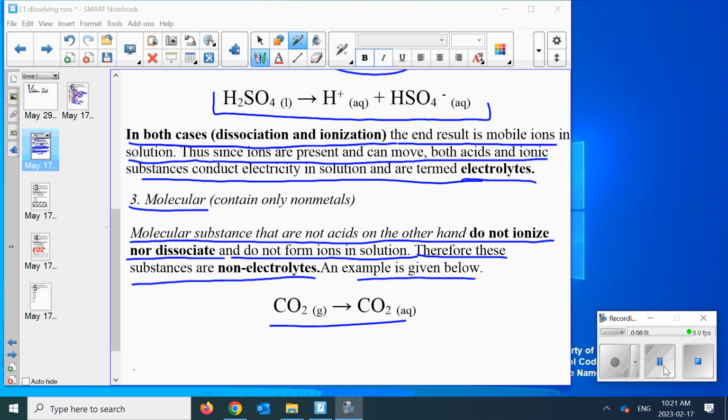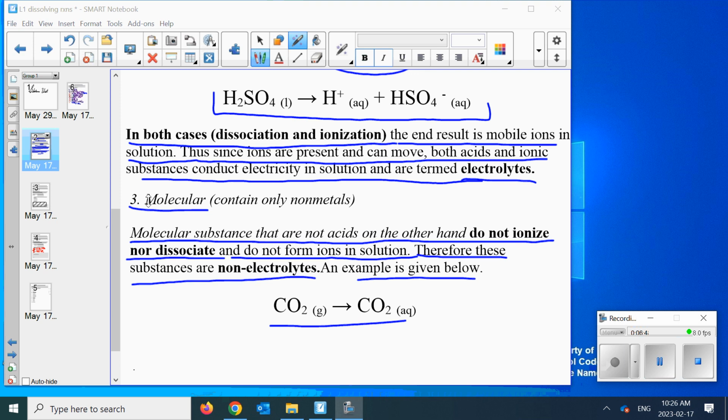So what I had you write down is, in both cases, dissociation and ionization, the end result is movable ions, mobile ions in solution. Thus, since ions are present and can move, both acids and ionic substances conduct electricity, and they're termed electrolytes, right? You ever heard the term electrolytes? If you're sick and you have to drink something, you're actually increasing some ions in your system, those drinks.